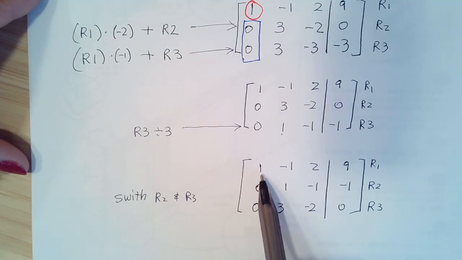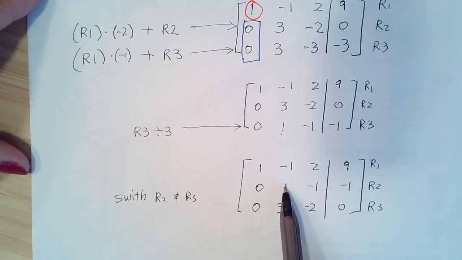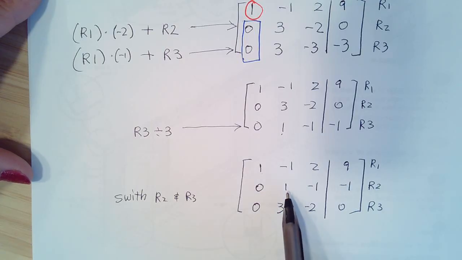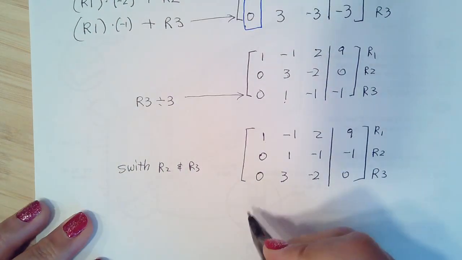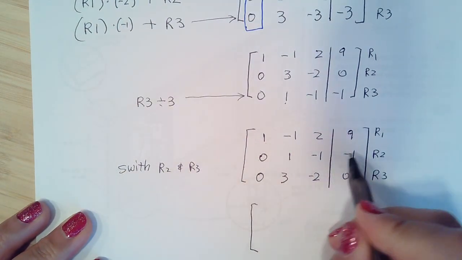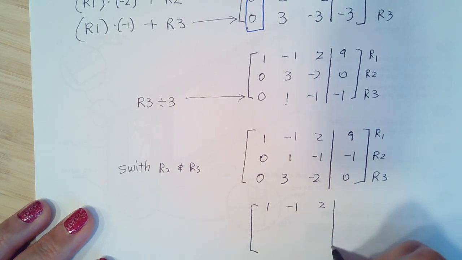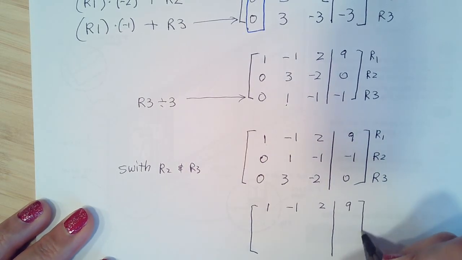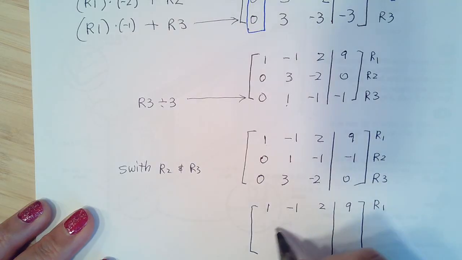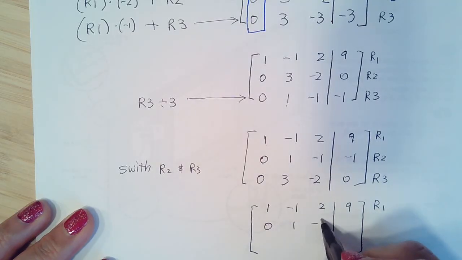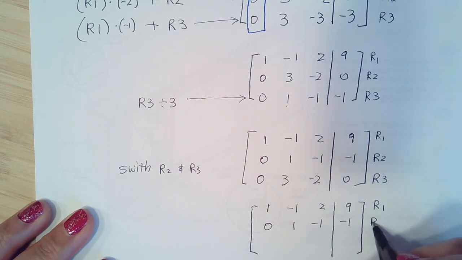See, this job is done, this job is done, this job is done. My next job is to put here to be 0. How do I make that to be 0? I'm going to use this guy. This is 1. Multiply by negative 3 and add to that. So I'm going to keep the first two rows, so that will be 1, negative 1, 2. Be very careful, okay? It's so easy to make a mistake. So it's a 0, 1, negative 1, negative 1, and this is my R2.